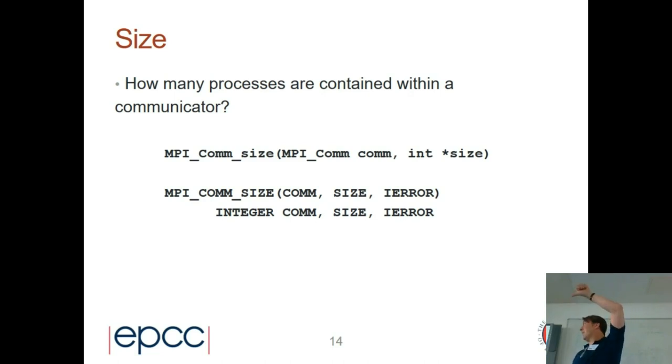What is my unique identifier amongst everybody? How many of us are there? With that information, you can actually do a surprising amount. You need to know that, because even in the traffic model, if I wanted to run a road of length 100, I need to know how many processes there are to know how big my local road is. If there's 10 of us, my local road is 10. If there's 20 of us, my local road is 5. So you need to know that.